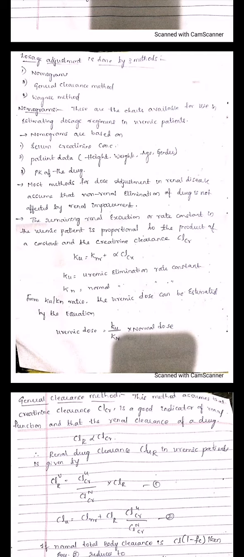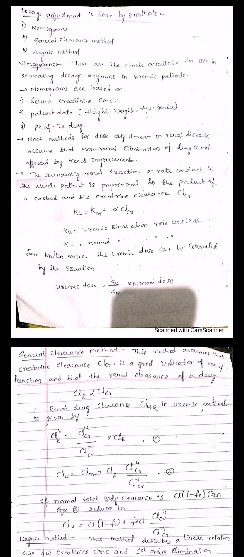So the drug that is eliminated through your kidneys is directly proportional to your creatinine clearance, that is the clearance of creatinine from your body, indicated by CLCR. So finally there will be an equation for the rate of elimination of drug in uremic patients, given by Ku. Ku is nothing but the uremic elimination rate constant. It is equal to KNR, your normal elimination rate constant, plus a term proportional to your creatinine clearance, CLCR.